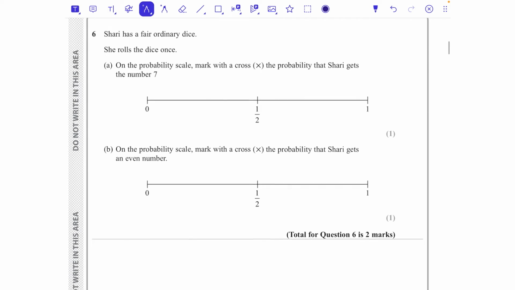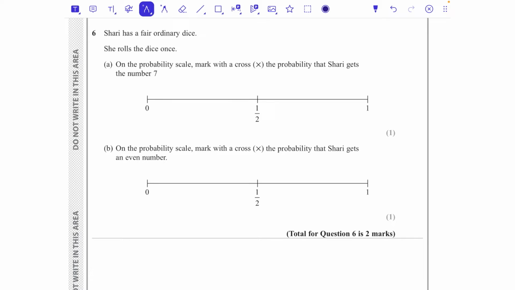Question number 6. Shari has a fair ordinary dice. She rolls the dice once. On the probability scale, mark with a cross the probability that Shari gets the number 7. So we know that if it's a fair ordinary dice, it's going to have the numbers 1, 2, 3, 4, 5, 6. So the probability of getting the number 7 is impossible. Where does that go on my scale? Well, down at this end, 0. That is impossible, and at this end, that is certain. So if I want to mark impossible, it's going to be there at the bottom.